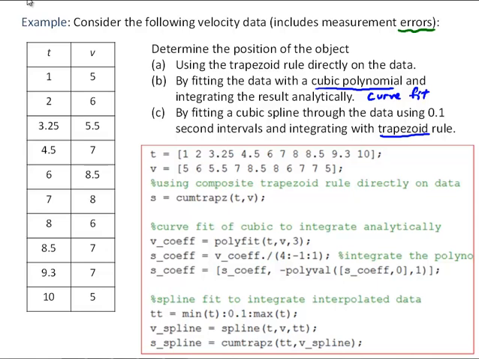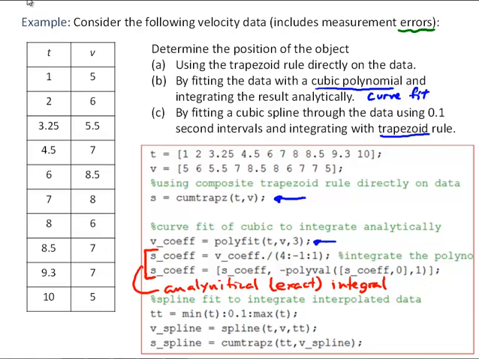First, to integrate with the trapezoid rule directly, we can just use cumtrapz. Then we'll do a curve fit, so here's polyfit to do a curve fit of that cubic polynomial. And then these next two commands calculate the analytical integral, meaning exact integral, of that cubic polynomial. What I'd like you to do is work through these two commands by hand and make sure you understand how they work to calculate that integral.